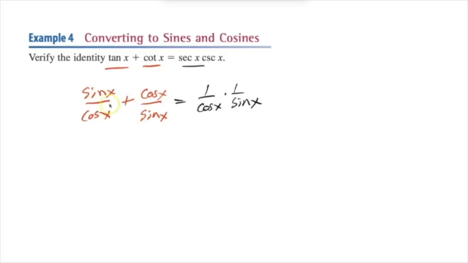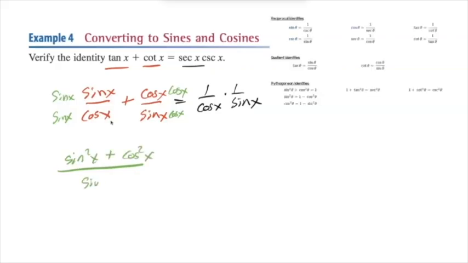I'm going to combine this to make it one thing. We need a common denominator. This has a cosine on the bottom, it's missing the sine, so we're going to multiply by sine over sine. And this side is missing the cosine on the bottom, so we're going to multiply by cosine over cosine. I'm going to skip that middle step and just combine it. So we have sine squared x plus cosine squared x on the top, and on the bottom we have sine x, cosine x.